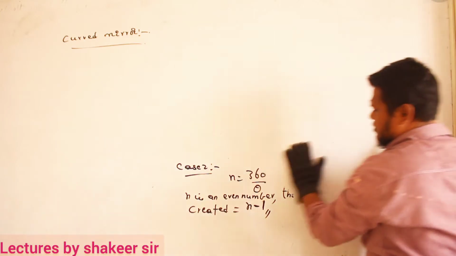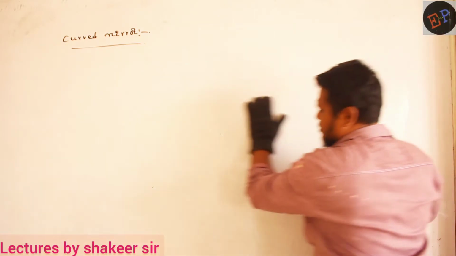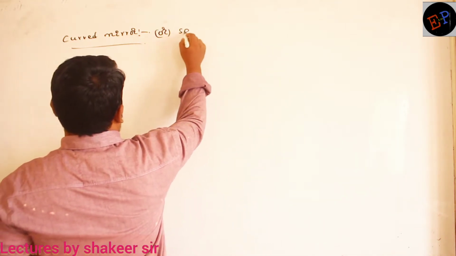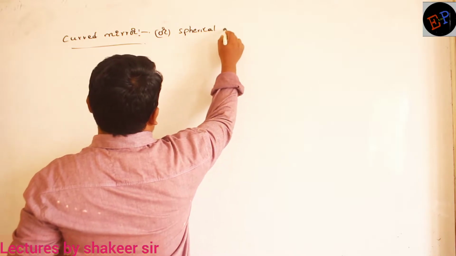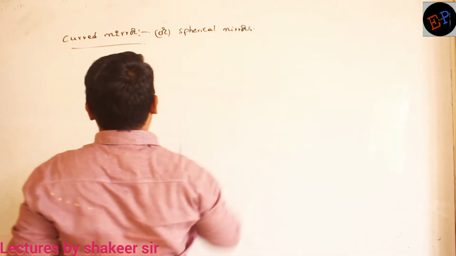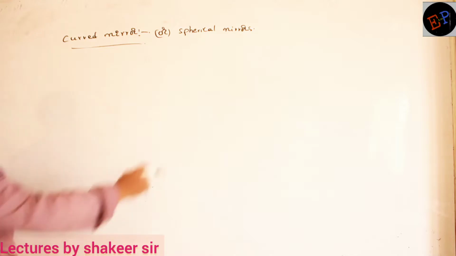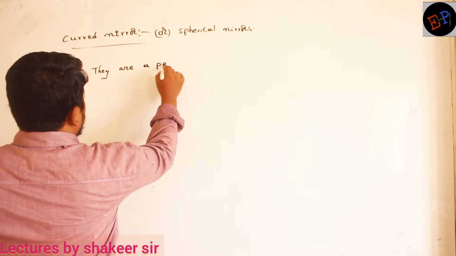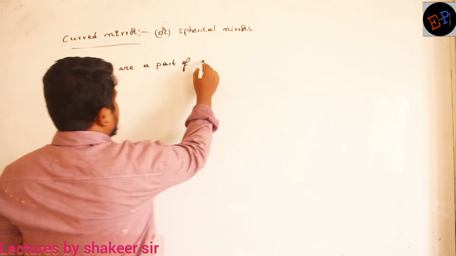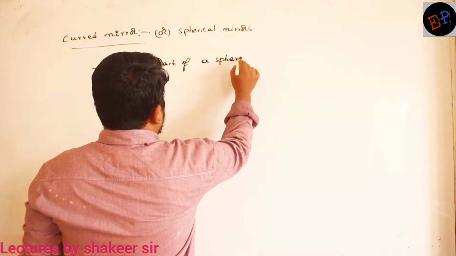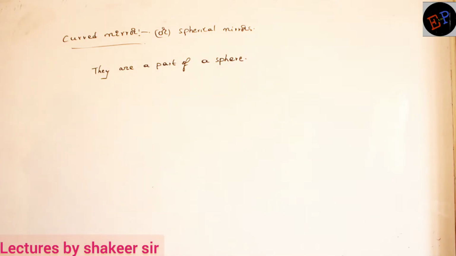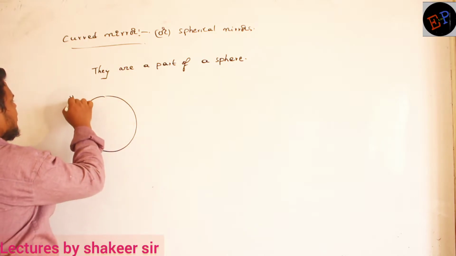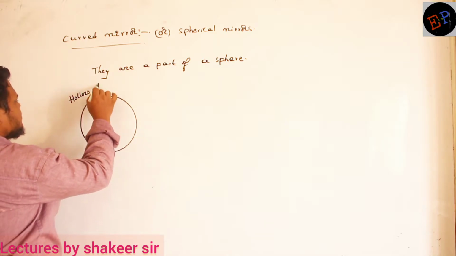We are studying curved mirrors, or you can call them spherical mirrors also. These curved mirrors are a part of a hollow sphere. For example, if I take a sphere of glass, what is this? A hollow glass sphere.